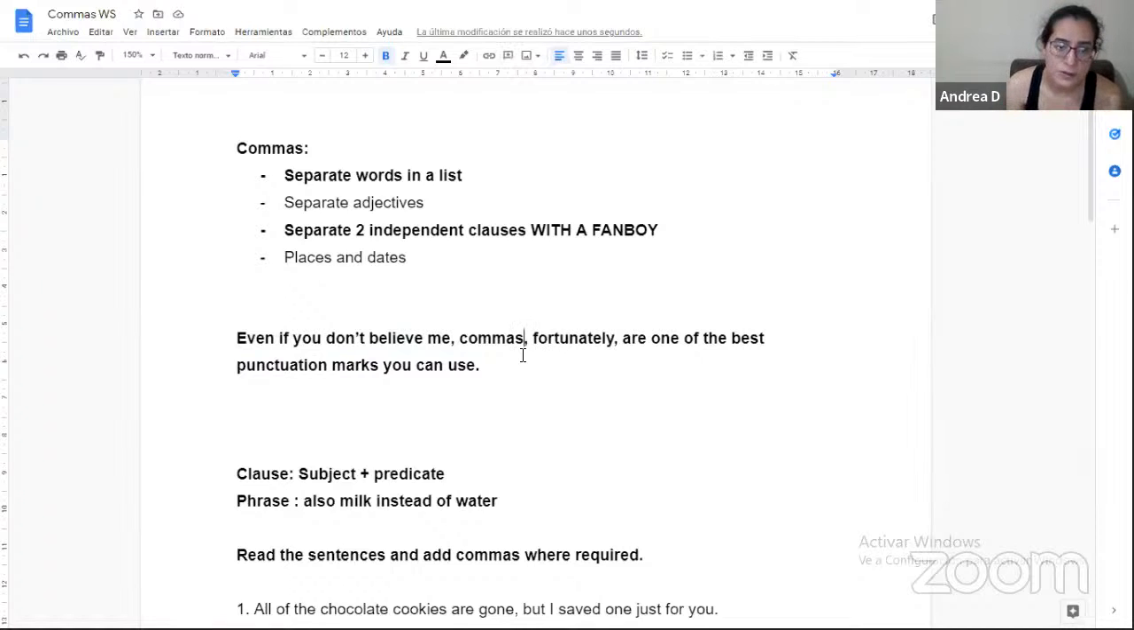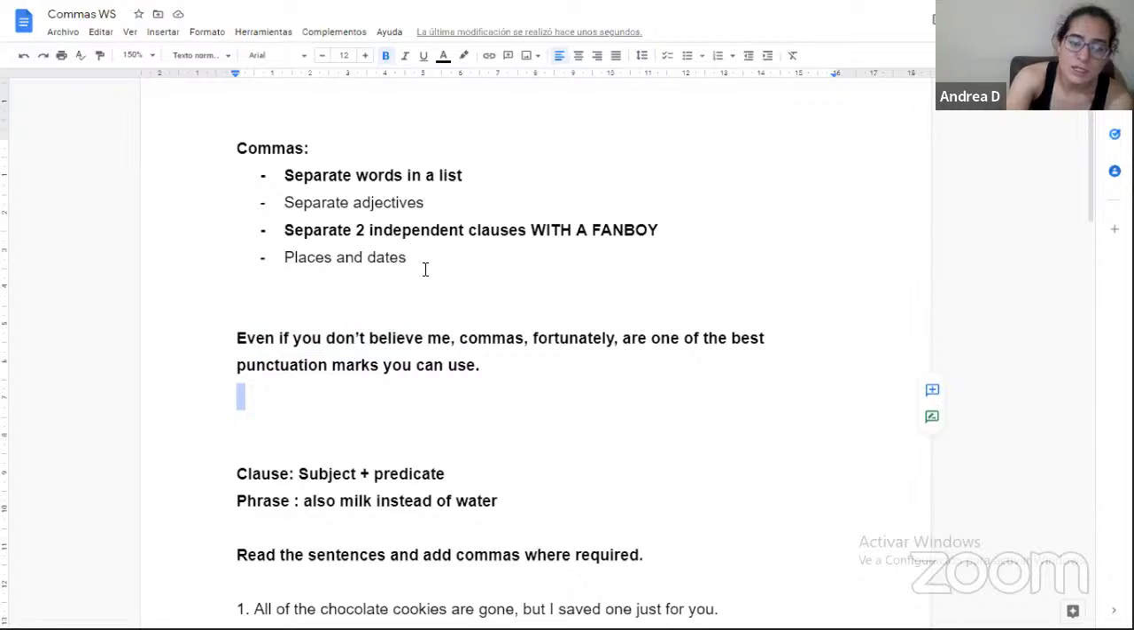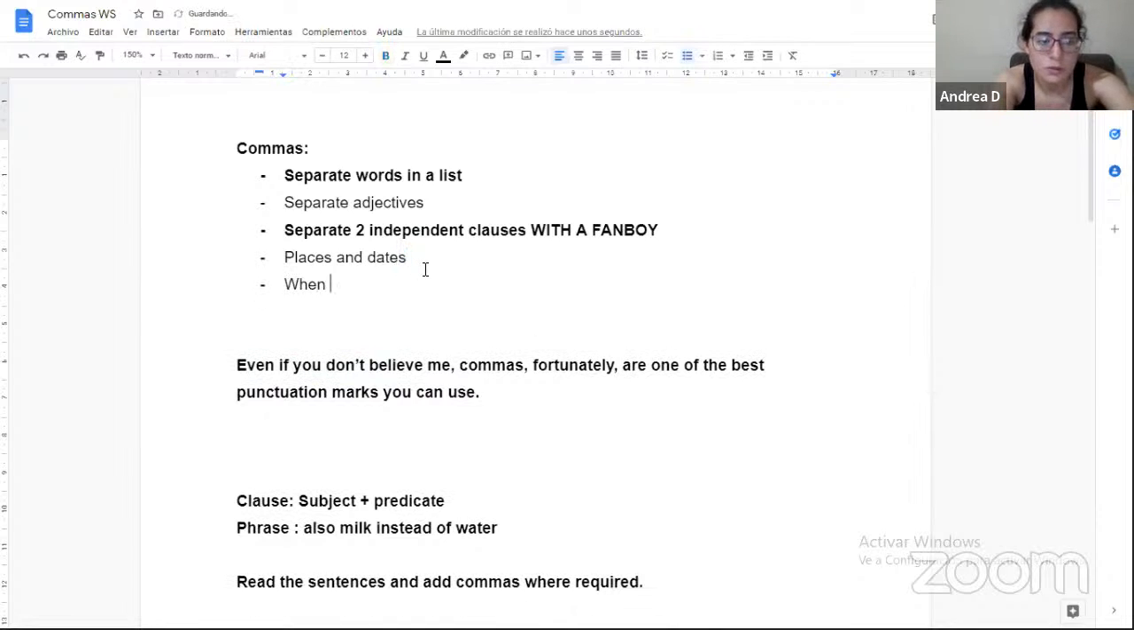usual structure of a sentence, right? You need the subject, commas, and the verb, are. So commas are one of the best punctuation marks you can use. That's the main idea. Now, when you add something that changes that, for example, this phrase here at the beginning, where it should be at the end. So commas are one of the best punctuation marks you can use, even if you don't believe. So the complement needs to go at the end. I mean, not needs to, but in the usual way. And the same here, right? So when we change the usual structure.